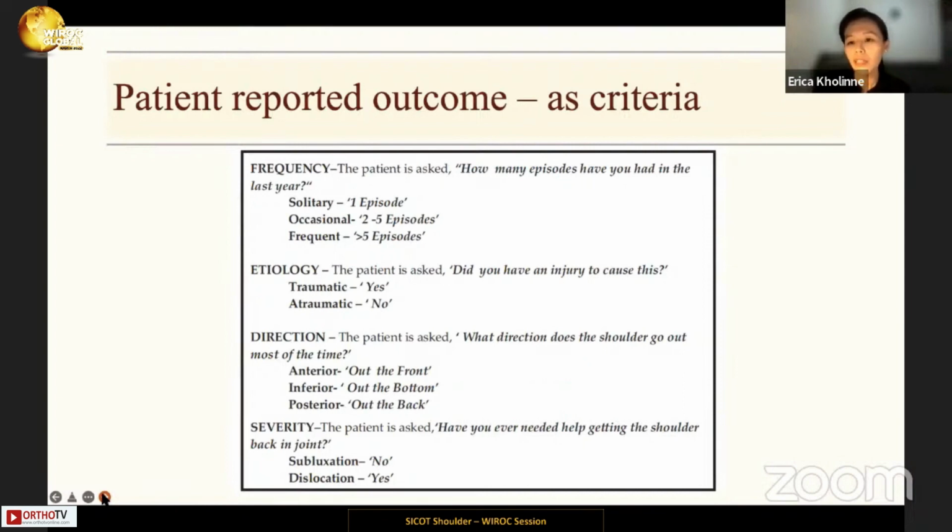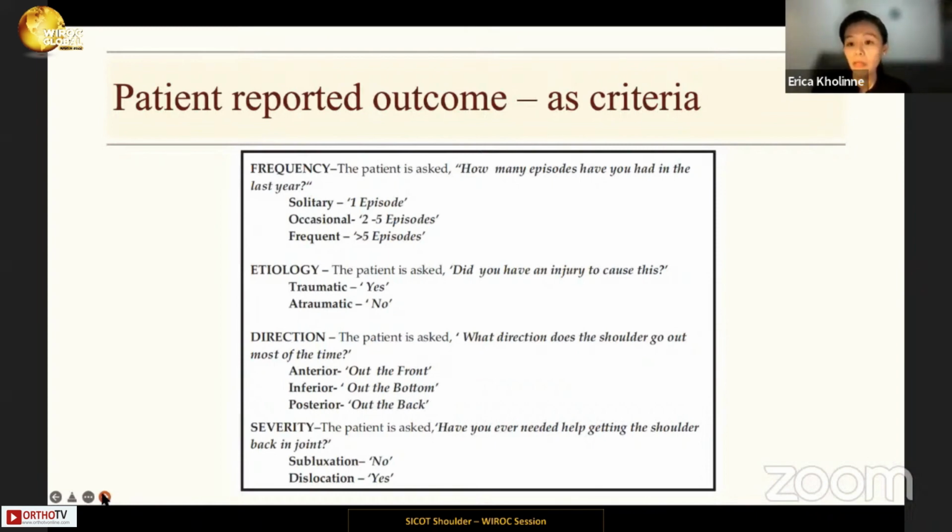Frequency is an indirect measure of severity of the pathology, and can be solitary, occasional, or frequent in a year. Etiology is also derived from history, and can be traumatic or atraumatic. The formerly described microtraumatic instability will be classified as a traumatic subclass.